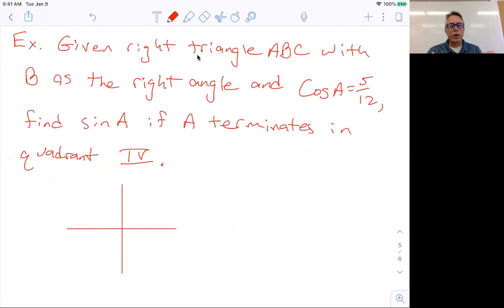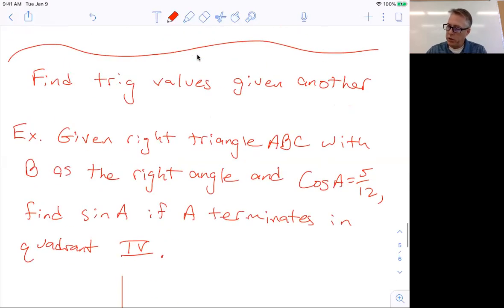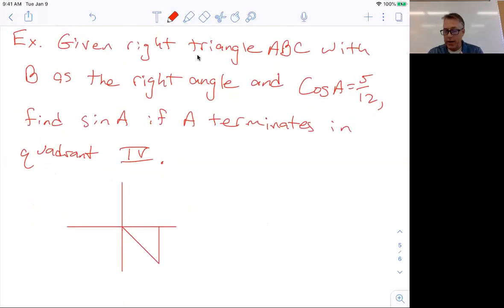And we're going to draw a triangle in the quadrant where it says A terminates. So it says A terminates in quadrant 4. So your triangle always comes from the origin and goes up to the x-axis. For all of these problems, when you're trying to find a trig value given another value, you're going to draw an XY axis, draw your triangle in the quadrant that's given, and the triangle always comes from the origin and goes to the x-axis.